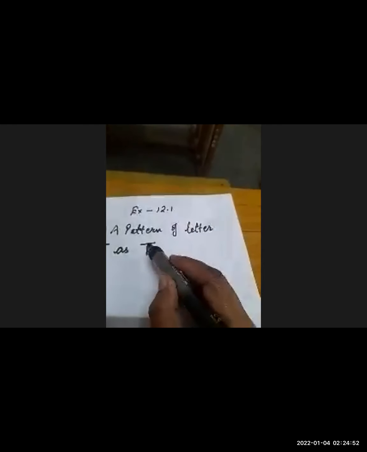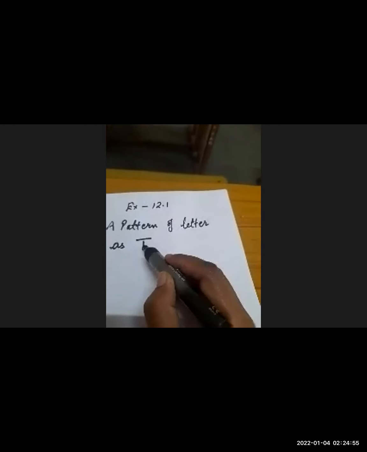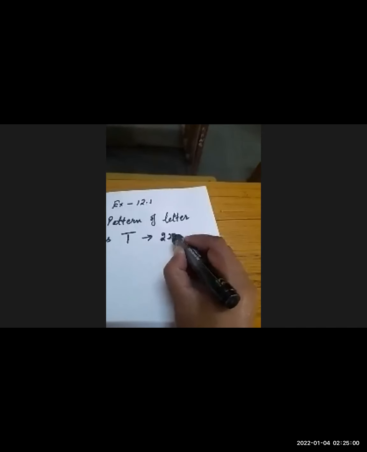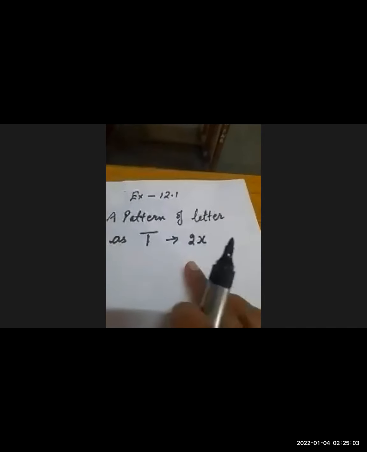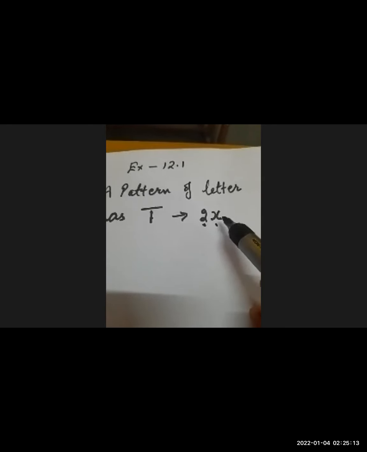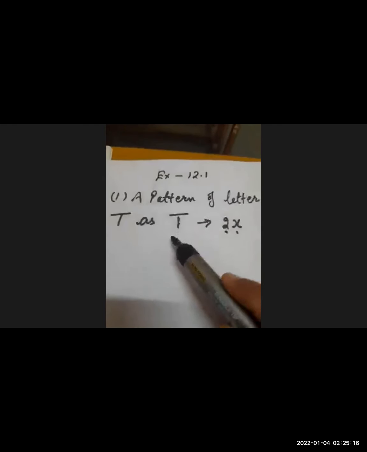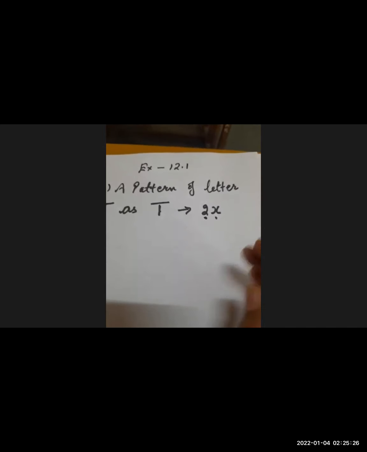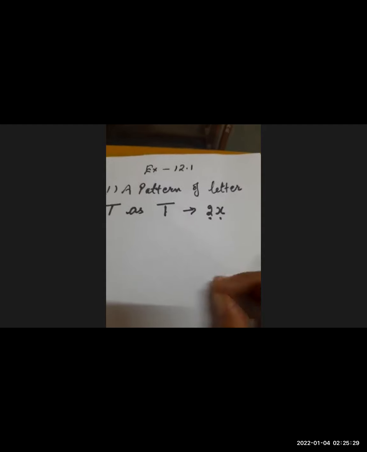Yes, as you know, you are using two matchsticks, 1 and 2. So we'll write this rule as 2x. 2x means to make this pattern, we'll use two matchsticks, and x stands for number of patterns. Now, students, what is the meaning of writing this rule? By using this rule, we find the matchsticks required for unlimited patterns.